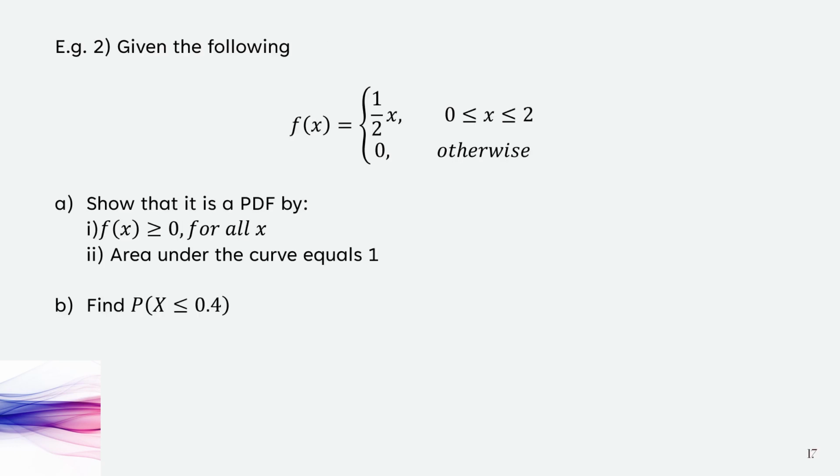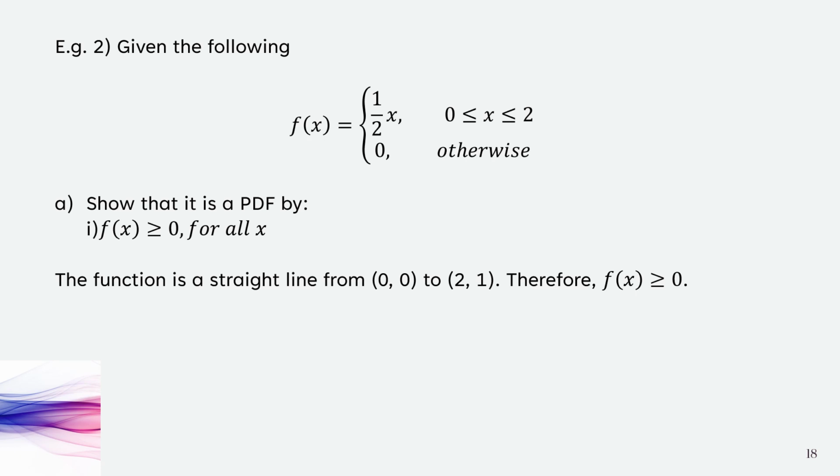So here's the second example where the PDF's already given to us. The function equals a half x between 0 and 2, and it's 0 otherwise for all other values. Firstly, we're going to show it's a PDF by showing that the function is greater than or equal to 0, so that was one of the other properties. Your graph must always be above the x-axis, so the y values must be greater than or equal to 0. And the area under the curve must equal 1, so we're going to integrate between 0 and 2. And then we're going to find the probability that x is less than 0.4.